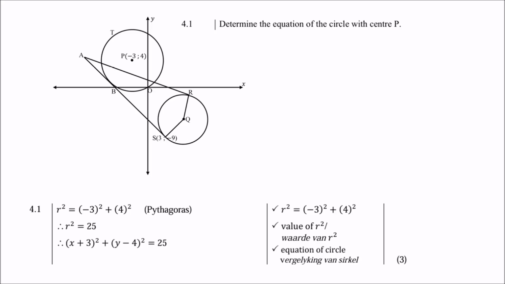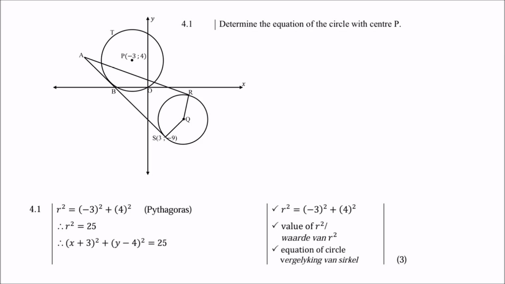To do this, we make use of Pythagoras to find the radius. The r squared is of course (-3) squared plus 4 squared, and that gives you r squared as 25. Now, negative 3 comes from (x + 3) squared, and positive 4 comes from (y - 4) squared, then equals 25. And that is the equation of the circle.